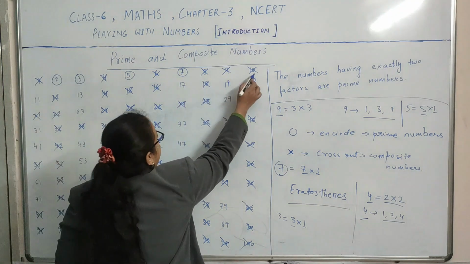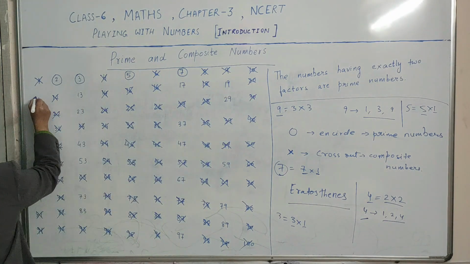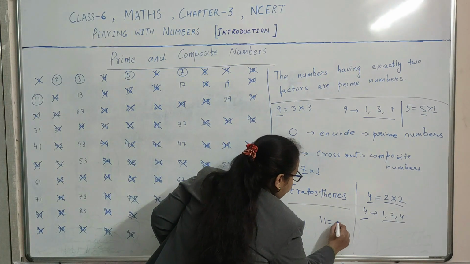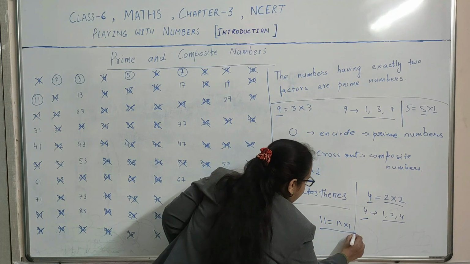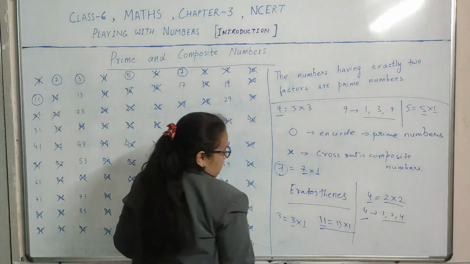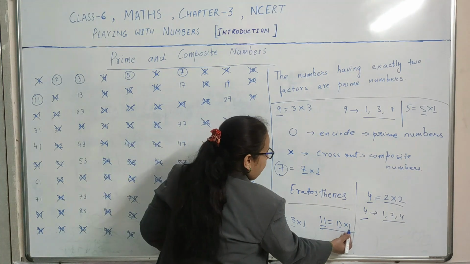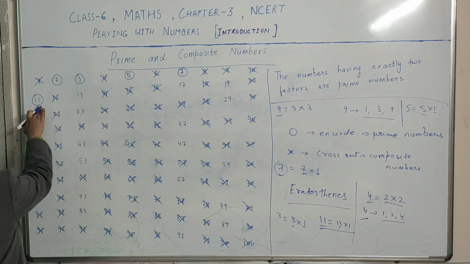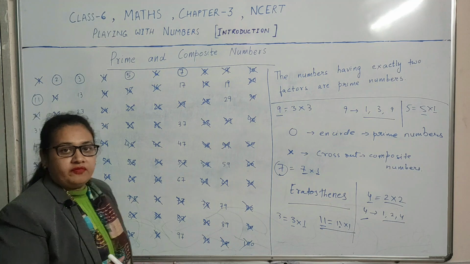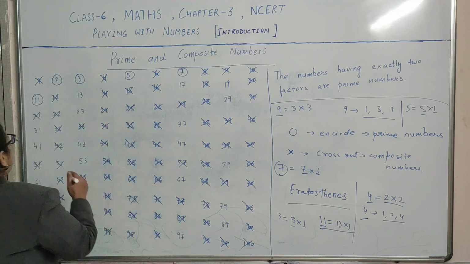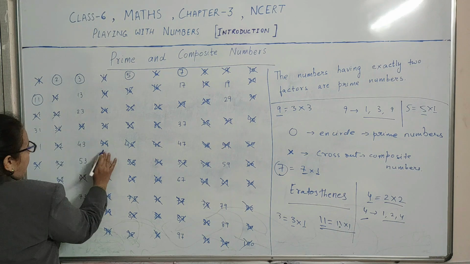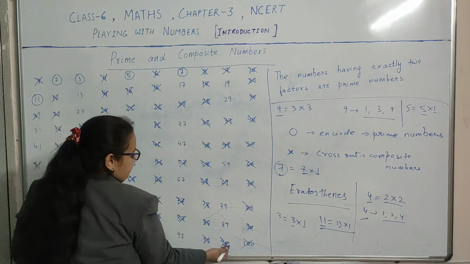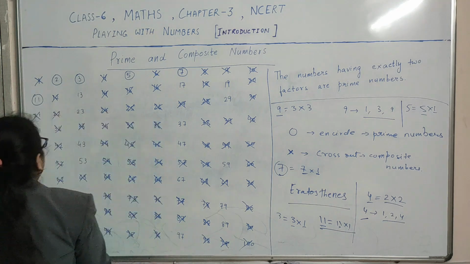Now see, these 8, 9, 10 already crossed out. 11 is the next number which is a prime number. It can be represented as 11 ones are 11. The product of only these two numbers gives 11. It means this number has only two factors, 11 and 1. So 11 is a prime number. Okay, so we have encircled it. Now we will cross out all the multiples of 11. What are the multiples? 22, 33, 44 already crossed out. 55, 66, 77, 88, 99 already crossed out, right?